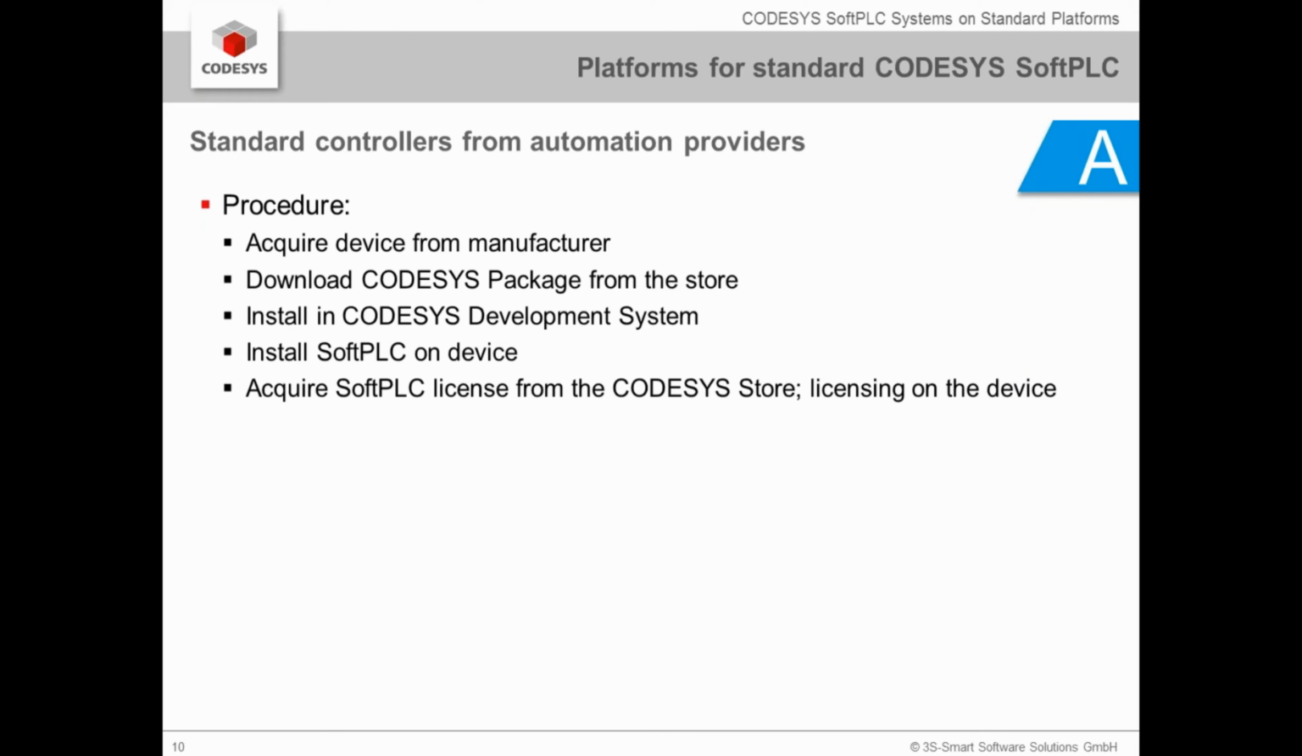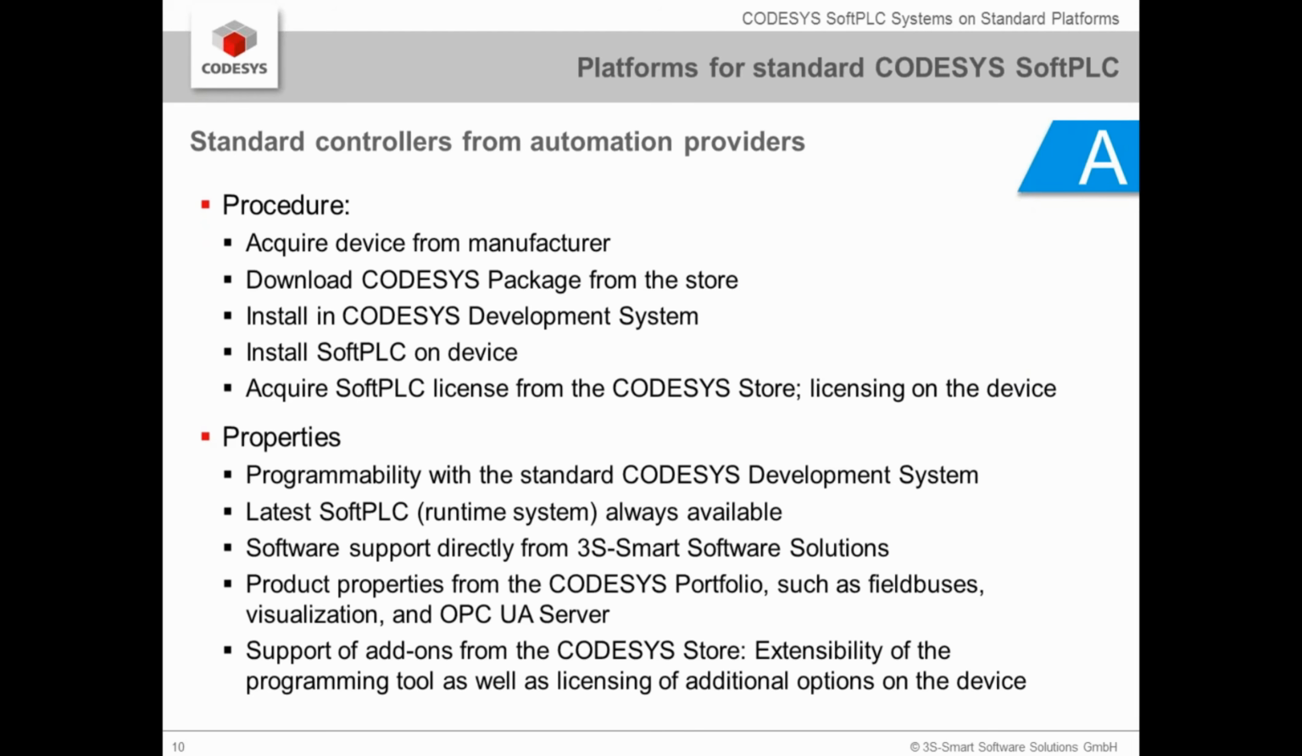In order to have the commercial parts done too, you need to purchase the SoftPLC license from the CODESYS store and store the license on the device, so that the device is no more running in a kind of demo mode, or trial mode, but in a full version mode, which is running 24 hours, 365 days per year. How this looks like we will see in a minute.